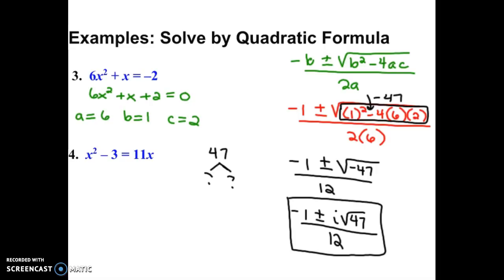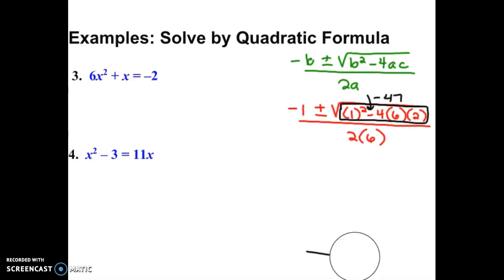Remember, you can use a plus or minus on Math Excel. The only other option on Math Excel, make sure you read carefully, there may be an option that says there are no real answers. Since these are imaginary, you could click on that option, there aren't any real answers, without having to type that in.